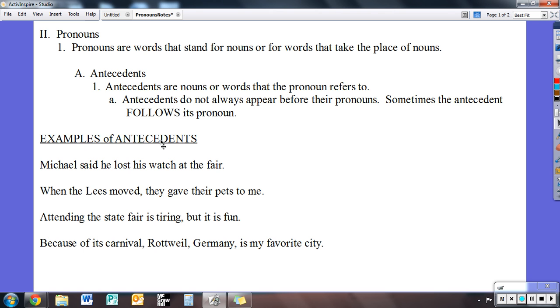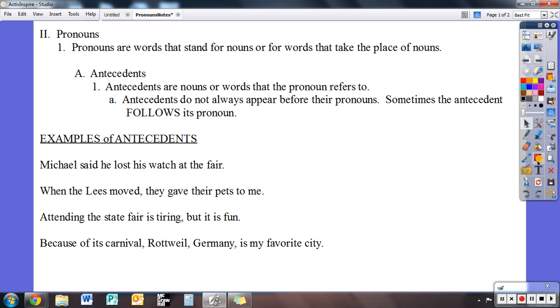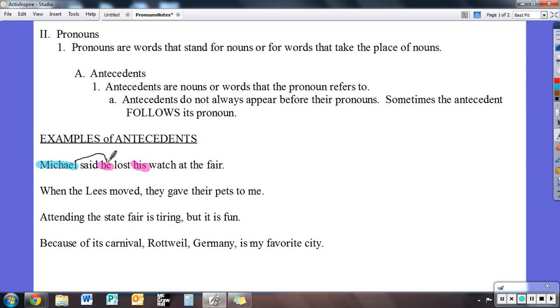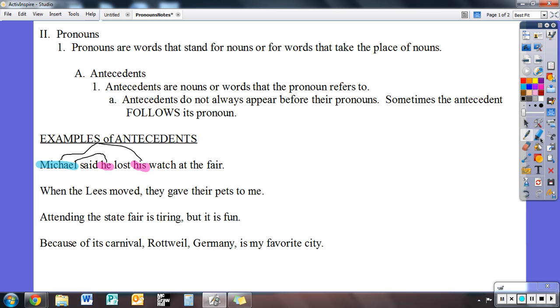And here are some examples that we went over in the book, examples of antecedents. And I expect you to have these in your book as well, or in your notes. So first I'm going to highlight the pronouns. Michael said he lost his watch at the fair. Okay, so what or who does he or his refer to? It's referring back to Michael. So I highlighted in a different color. And the way that I'm going to have you do this when you have an assignment is we're going to draw arrows back, okay? And I know they're not that pretty here, but there. So we know that they're connected. We know that there's something there.